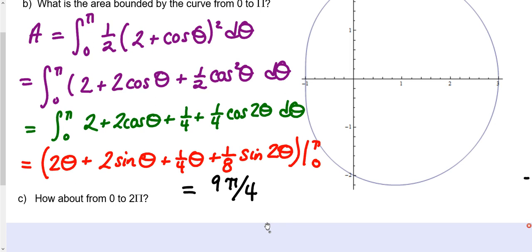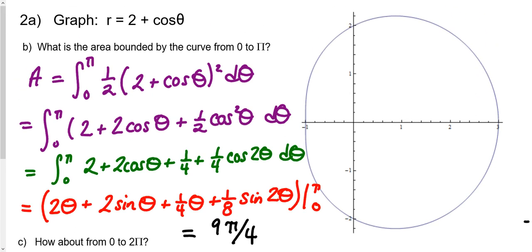Part C of this said, how about if you go from 0 to 2 pi? Well, let's look back at our picture, because we haven't looked at the picture per se. We just went with what the question said as far as the bounds. But if you look at your graph or your calculator graph and play around with the bounds, like your window settings when you're in polar, going from 0 to pi is just going to give you the top portion of this graph. And so if you want to go 0 to 2 pi, that means you're including the bottom portion of the curve.